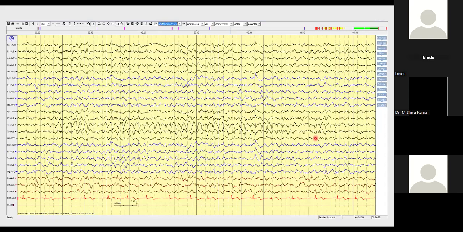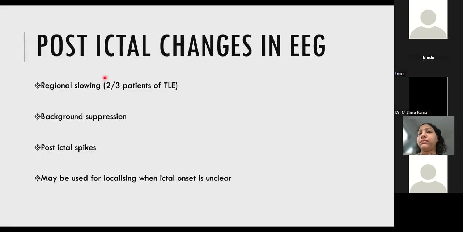Coming to the post-ictal changes in EEG. As we've seen in a few of the ictal rhythm patterns, there can be a regional slowing or a diffuse slowing in patients. Around 2/3 of patients with TLE have this regional slowing. There can be a background suppression. Some patients can show post-ictal spikes. These post-ictal changes can be used for localization when the ictal onset is unclear.